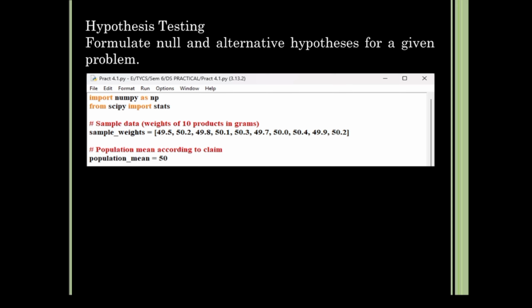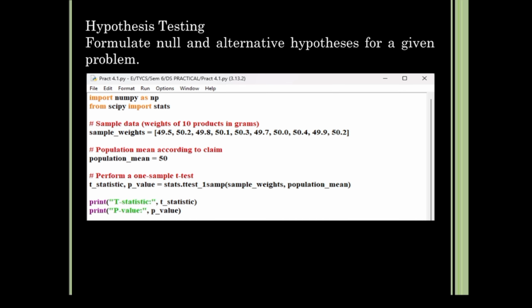Then we have population mean equal to 50, which according to the claim is the population mean value, the value against which we are testing. Next is t_statistic, p_value equals stats.ttest_1samp(weights, population_mean). This is a very important line. It performs your one sample t-test. It compares the sample mean with your population mean. The sample mean is whatever mean you have received, and your population mean is 50. So it calculates the t-statistic and measures how far the sample mean is from 50.